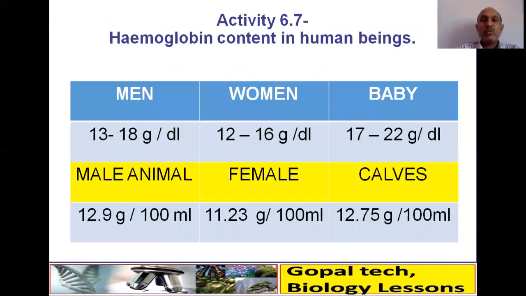Now there is an activity in your book, 6.7. By visiting a hospital or lab, you can collect the information about hemoglobin content in human beings, and you must do this activity and bring it. So men 13 to 18 gram per 100 ml, deciliter, women 12 to 16 gram per deciliter, newborn baby 17 to 20 gram per deciliter. If you compare here, the woman has less hemoglobin compared to men. Similarly, male animal 12.9 per 100 ml, female 11.23, again less here, and calf 12.75 gram per 100 ml.